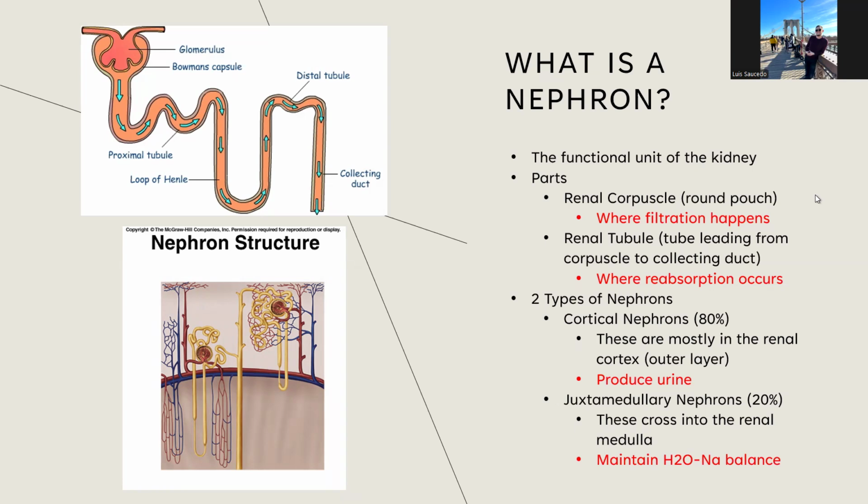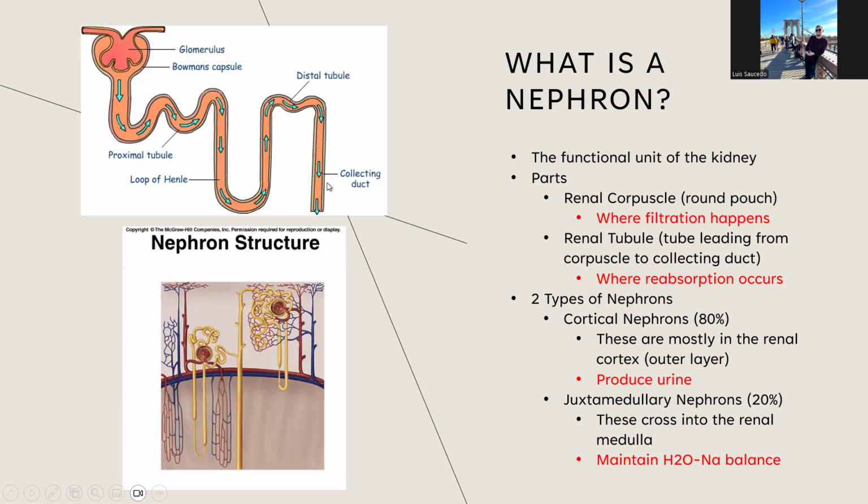Without the nephron, there is no filtration, there is no reabsorption, no secretion out of our body and into our body. So the big parts for the nephron, broken up into two chunks: the renal corpuscle, which is this round pouch right here, and that includes the Bowman's capsule and the glomerulus. And then the renal tubule, which is basically the tubes: proximal tubule, the loop of Henle, and the distal tubule.